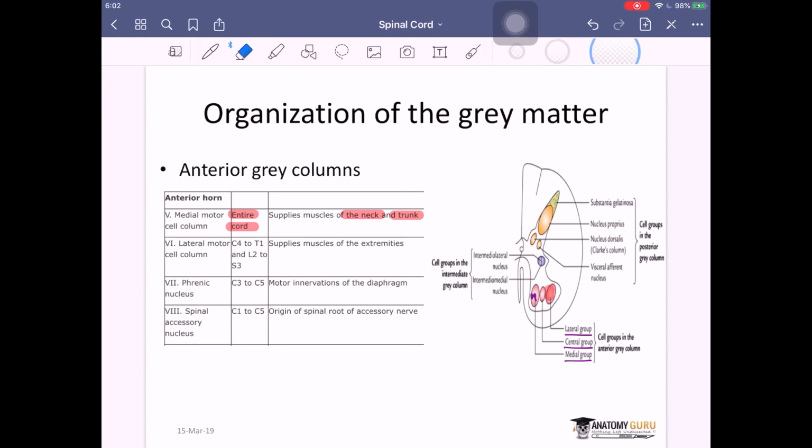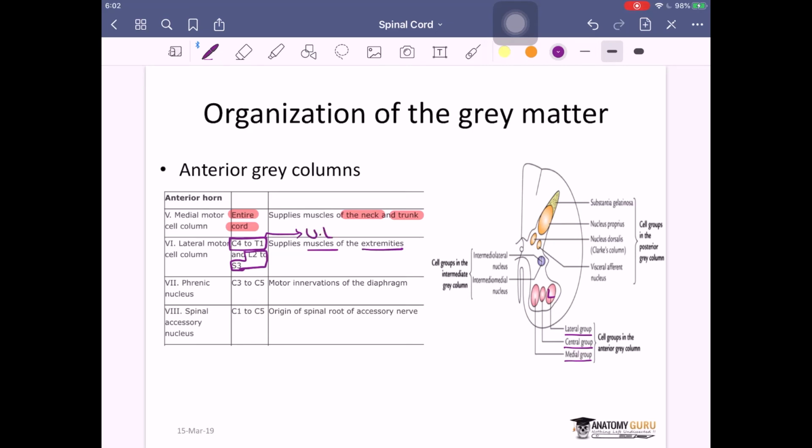Then you go to the lateral side now, the extreme lateral. There I am putting an L. This is the lateral group, the lateral motor cell column, and they are not present throughout. They extend only, and this is easy to remember, from C4 to L1. Why C4 to L1? This is nothing but your brachial plexus. So they are present in C4 to T1, which is your brachial plexus, and again L2 to S3, which is your lumbosacral or lumbar plexus.